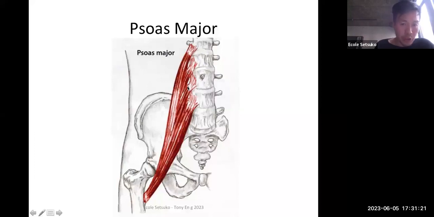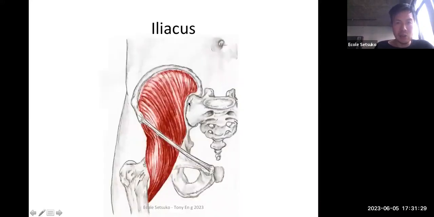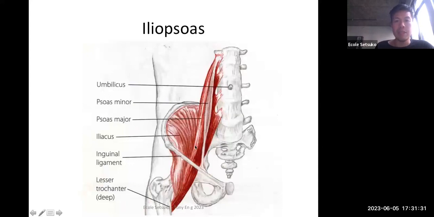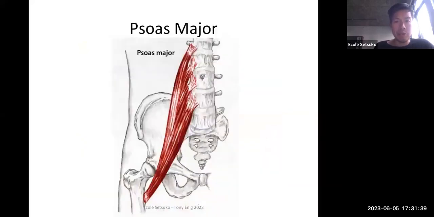So the psoas major's main action is hip flexion, external rotation of the hip, and hip adduction, same as the iliacus. So creating this group of muscles right there. So stretching it by doing lunges, bringing it away, bringing it more into hip extension will be some examples of stretching the psoas muscle. Okay.